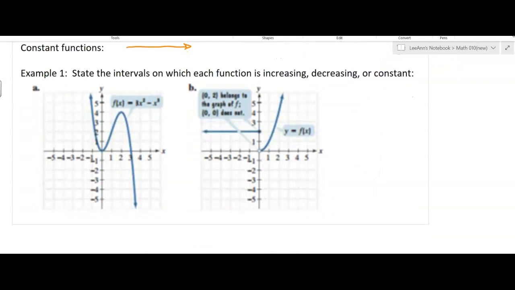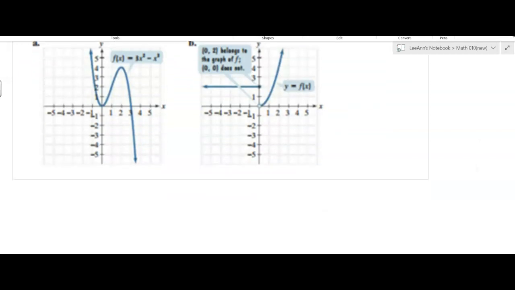So here's an example. This might make it a little bit easier to understand. State the intervals on which each function is increasing, decreasing, or constant. If I look at this first graph, it's coming down. And that's happening from, now notice it was an arrow here, so it's going from negative infinity to 0. It is decreasing. It's going down, right?